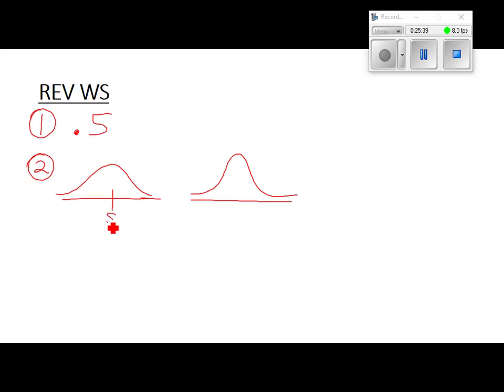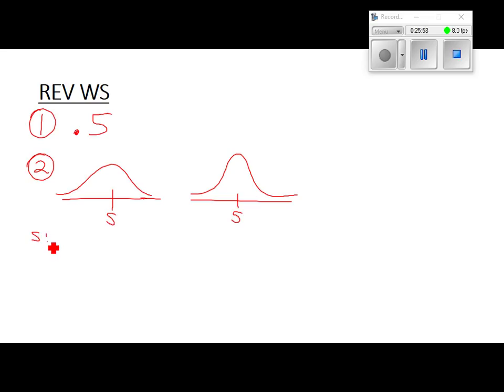Give me a number. 5. What's gonna go right here then? 5. Because they have the same means, but they have different standard deviations. How do we know that they have different standard deviations? One's more compressed than the other.